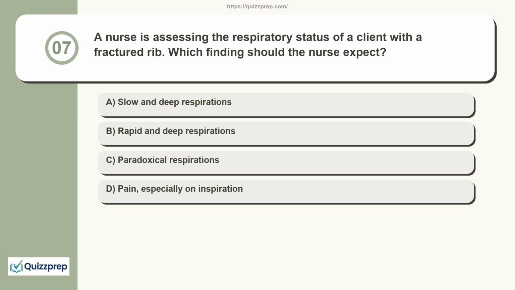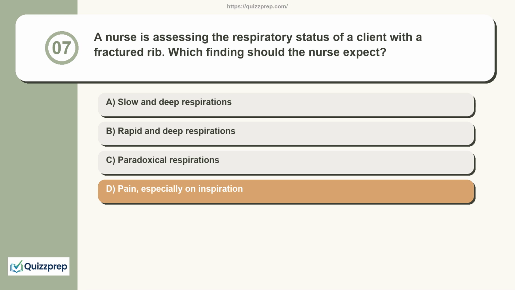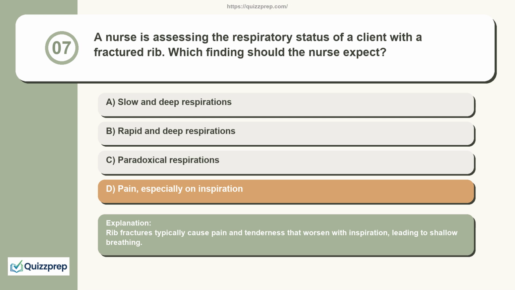Question 7. A nurse is assessing the respiratory status of a client with a fractured rib. Which findings should the nurse expect? Slow and deep respirations, rapid and deep respirations, paradoxical respirations, pain, especially on inspiration. Rib fractures typically cause pain and tenderness that worsen with inspiration, leading to shallow breathing.